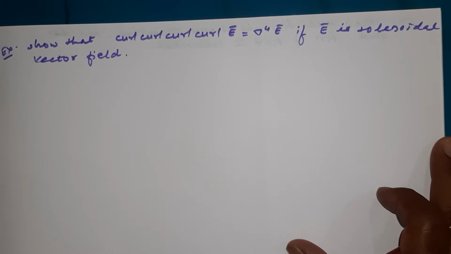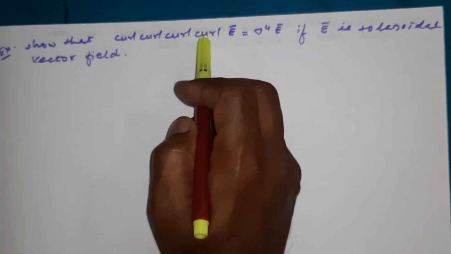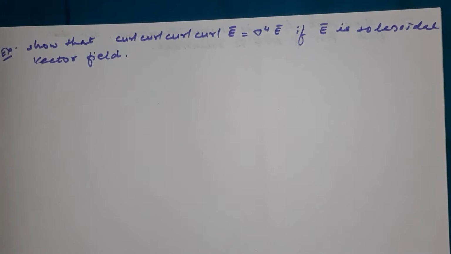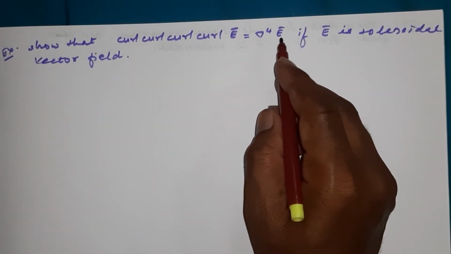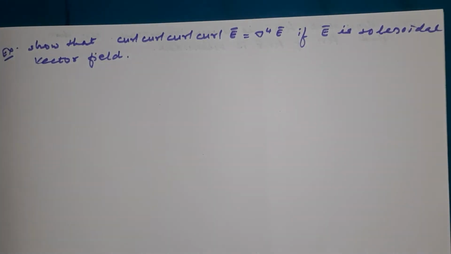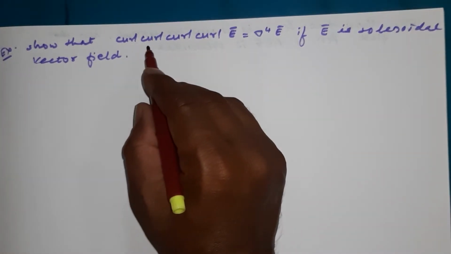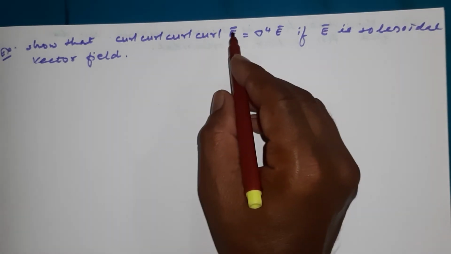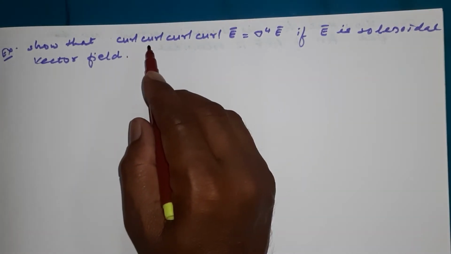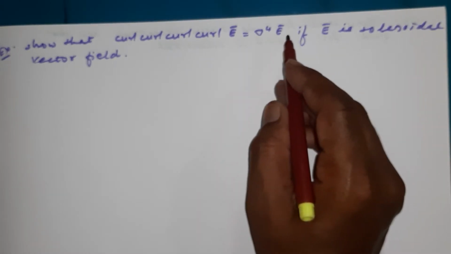Today we will see some more examples on vector differentiation, in fact vector identities. Show that curl curl E bar is equal to del raised to 4 E bar if E bar is solenoidal vector field. If E bar is solenoidal vector field, then we have to show that curl curl E bar is equal to del raised to 4 E bar.